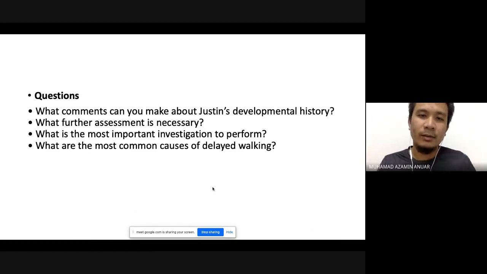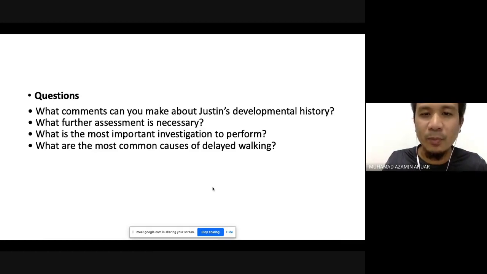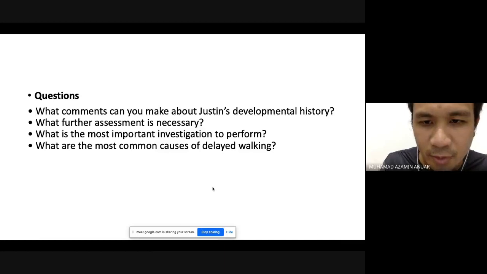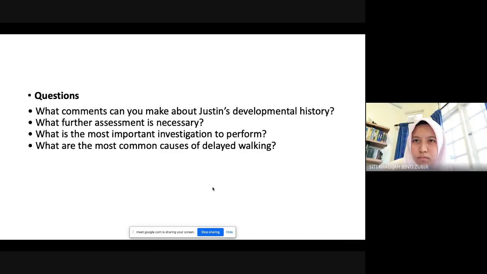Okay, so we mentioned about Johan punya developmental milestone. For the assessment, let's say not much really. And then the most important investigation you want to do. What is the most important investigation you want to do?